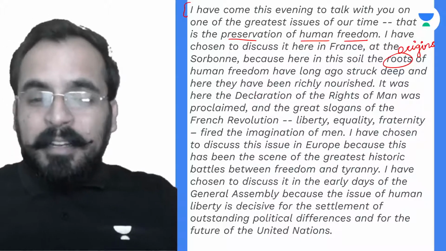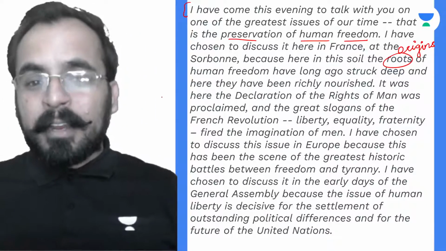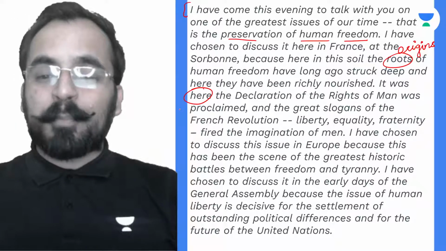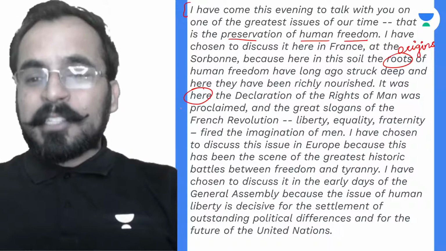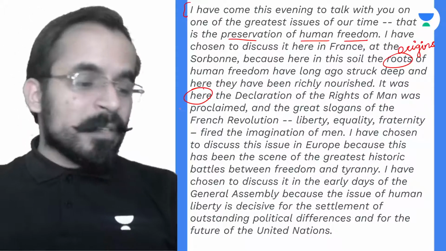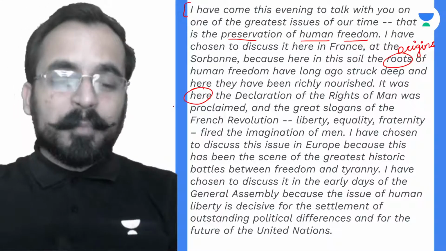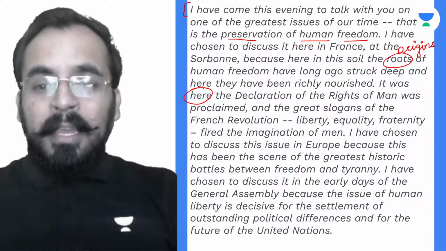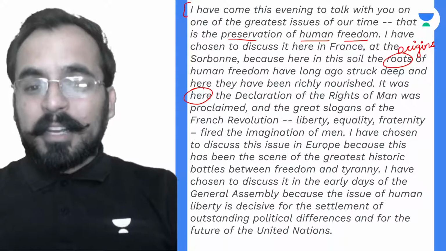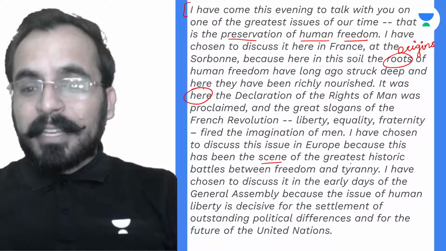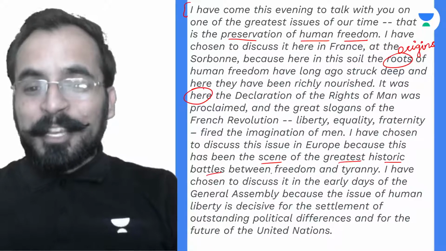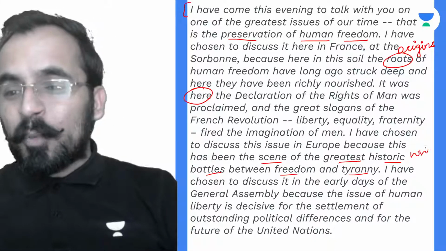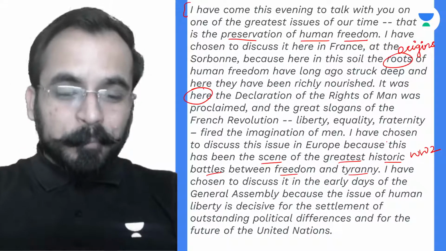It was here, where? It was here refers to France. It was here the Declaration of the Rights of Man was proclaimed, and the greatest slogans of the French Revolution, liberty, equality, fraternity, fraternity is brotherhood, fire the imagination of men. I have chosen to discuss this issue in Europe because this has been the scene of the greatest historic battles between freedom and tyranny. So which greatest historic battle? She is referring to World War II, the Second World War. Okay?